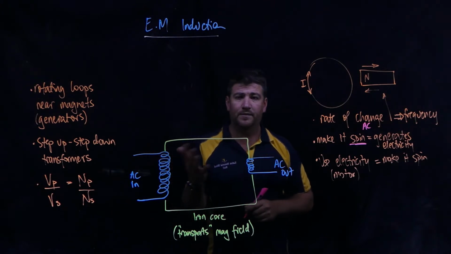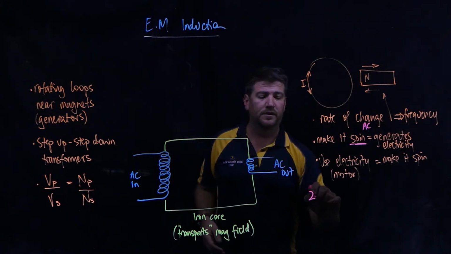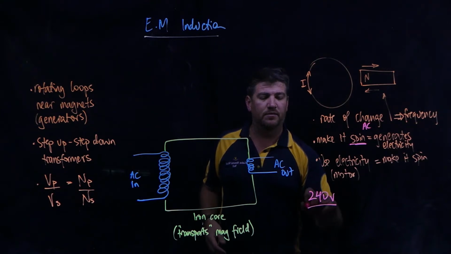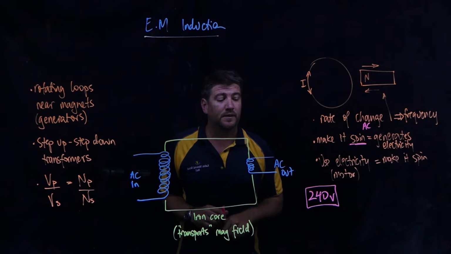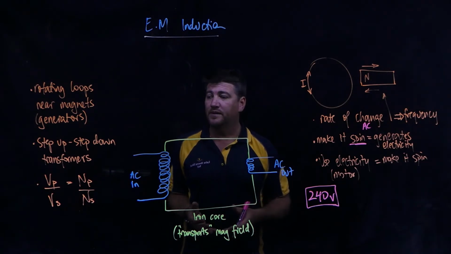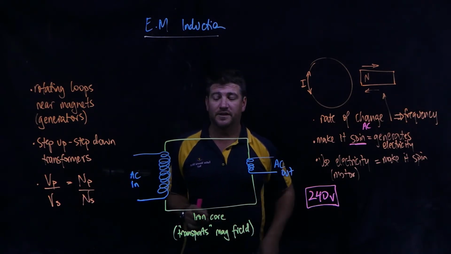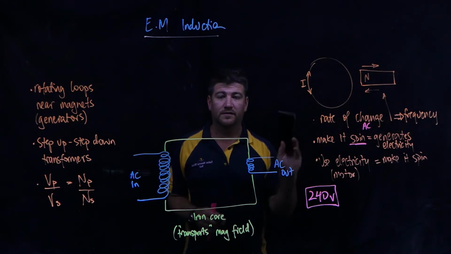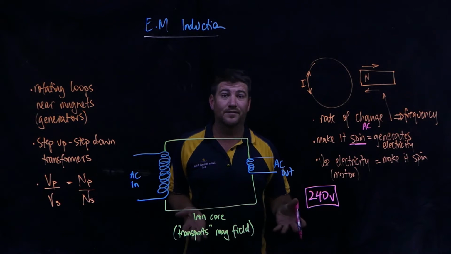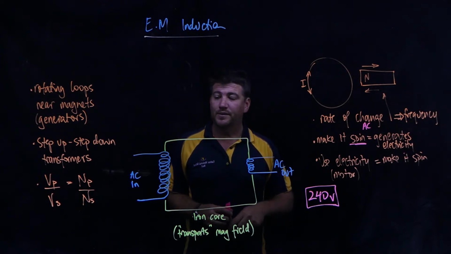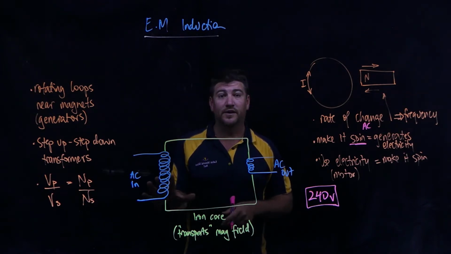Now, the EMF that's generated that we use comes out the power point at 240 volts. So it's quite a lot. We have 240 volts to play with. Sometimes when you're charging things like your phone or your laptop, you don't want all 240 because that's going to fry your poor little battery. So what we can do is use a transformer.